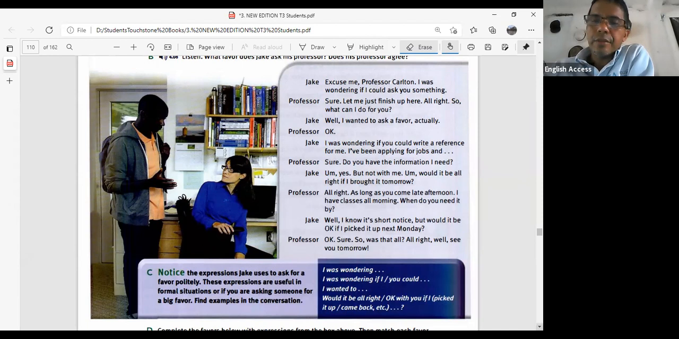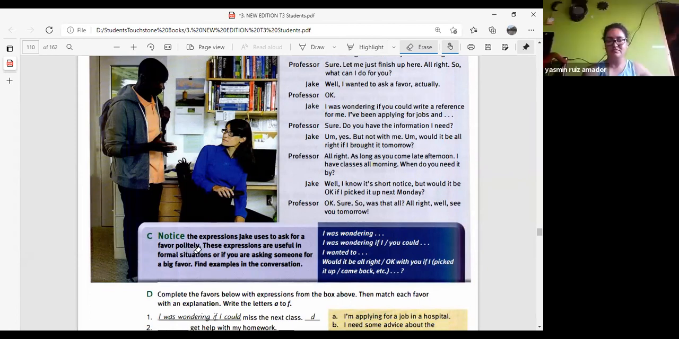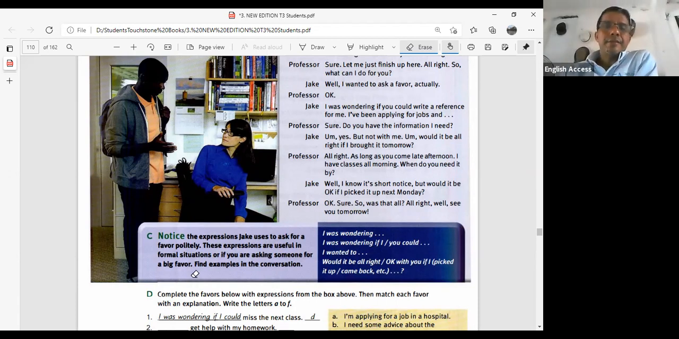So, no worries, just practice, practice, practice. Okay, let's continue. Notice the expressions Jake uses to ask for a favor politely. We are asking for favors politely. These expressions are useful in formal situations or if you are asking someone for a big favor. For example, money, when you need money, right? Well, I have never asked for money, but it could happen. Find examples in the conversation.